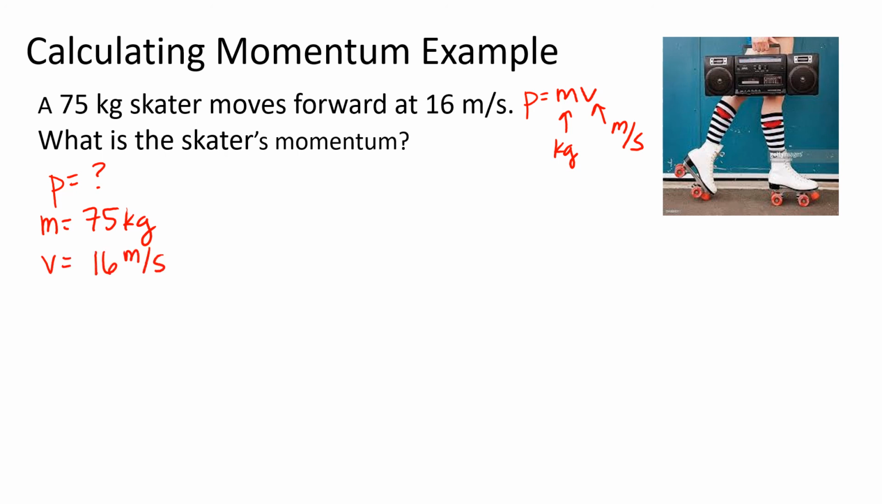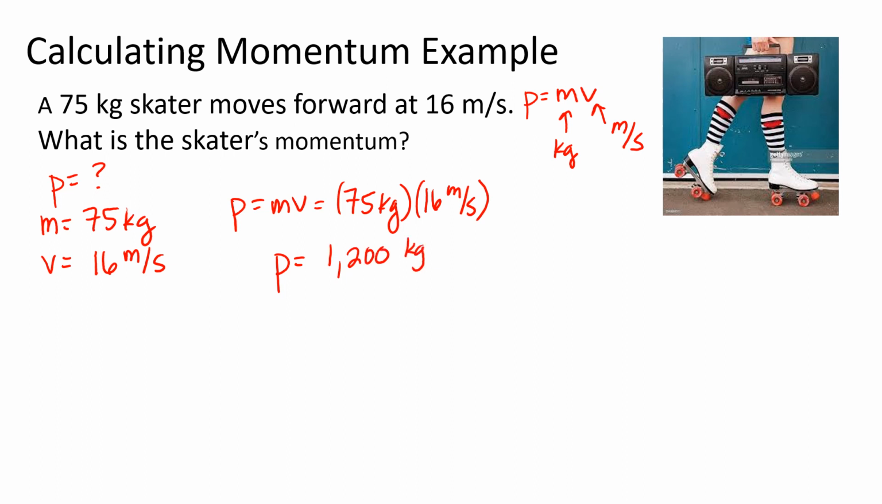So everything's in the correct unit, so we're just going to go ahead and plug this into our formula. So momentum equals mass times velocity. So that's going to be 75 kilograms times 16 meters per second. This is going to give us a momentum value of 1,200 kilogram times meter per second. So this would be our answer in terms of this roller skater's momentum.